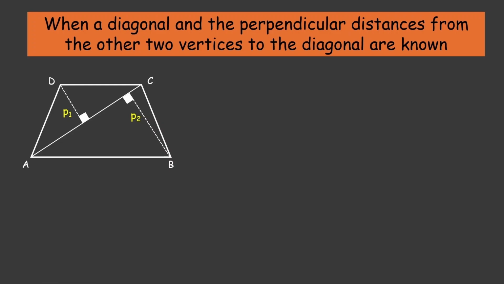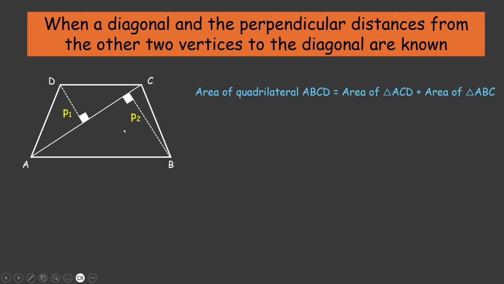Now, if we look over here, we can say the area of the quadrilateral will be the sum of the area of triangle ADC and the area of triangle ABC. In this triangle ACD, AC is the base and this perpendicular distance is the height. We know AC and we know the height as well. So the area of a triangle is half into base into height. That is half into AC into P1.